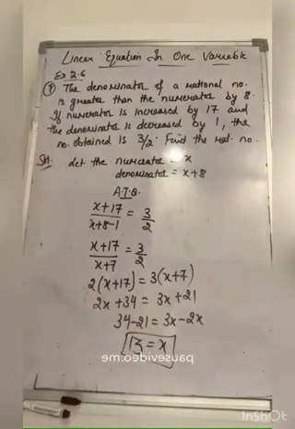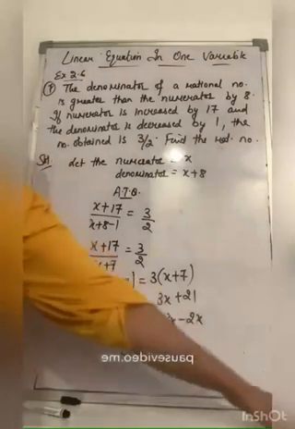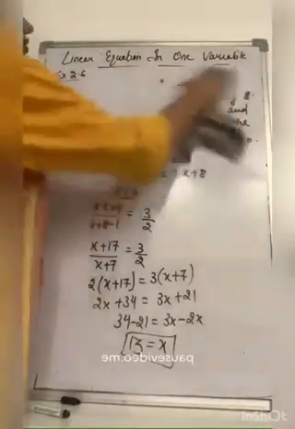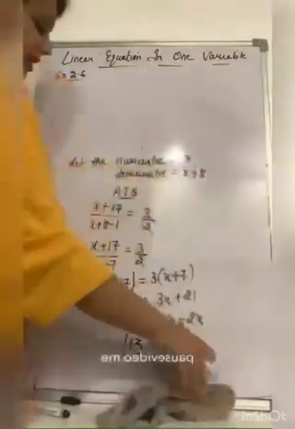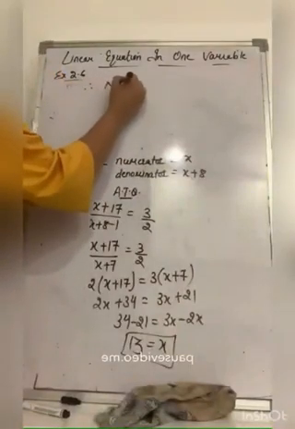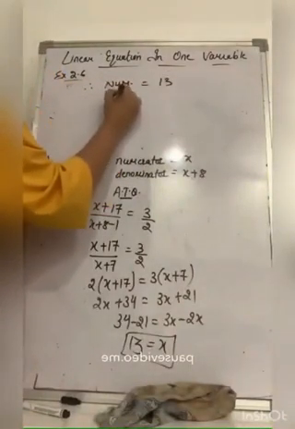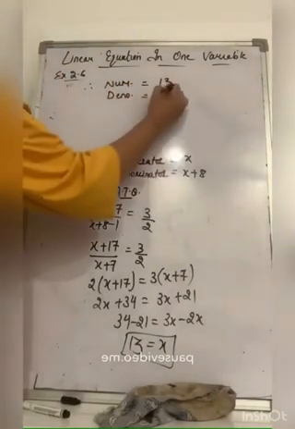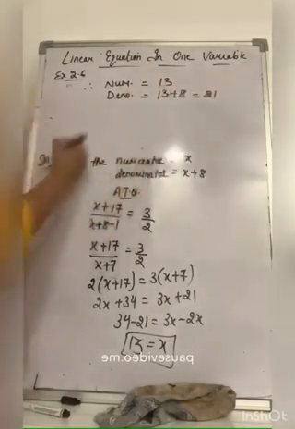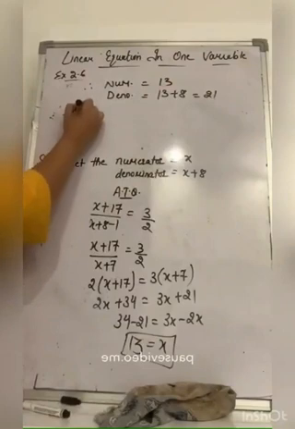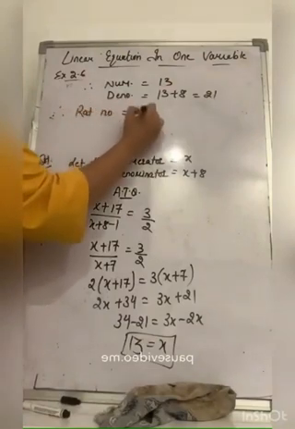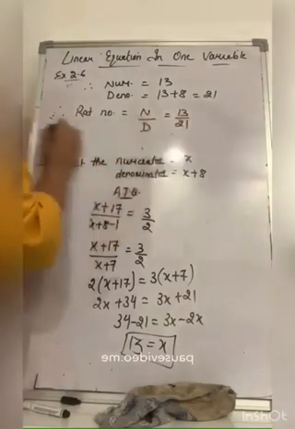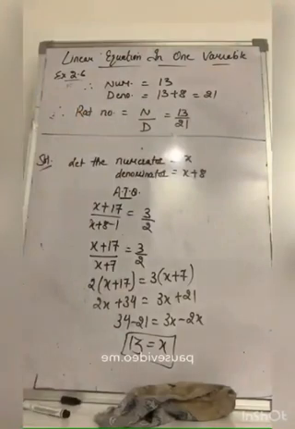Now what we have to find? We have to find the rational number. So beta, now our x is 13. Therefore, the numerator is 13. And the denominator was x plus 8, that means 13 plus 8, 21. So therefore, the rational number is numerator over denominator, that is 13 by 21.